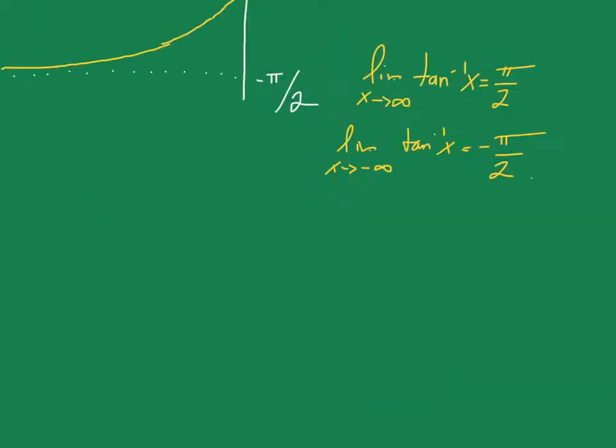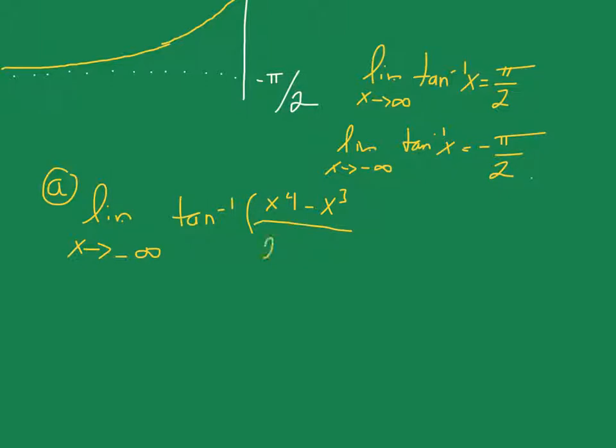First example, A. In this example, we're supposed to calculate the limit as x tends to minus infinity of tan inverse of x to the fourth minus x cubed, all over 2x squared minus 7.